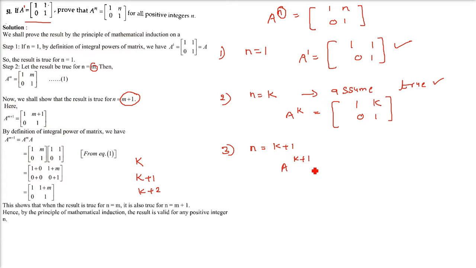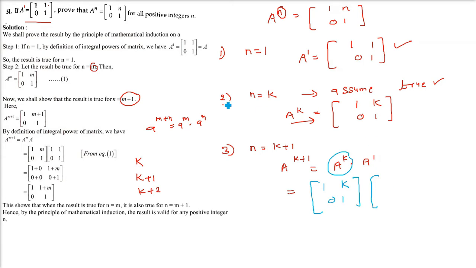So what is A to the power k plus 1? How can we write A to the power k plus 1? If I write A to the power m plus n, that simply means A to the power m into A to the power n. So A to the power k plus 1 can be written as A to the power k and A. What is A to the power k? We just wrote it, and we assumed that it is true: 1 k 0 1. And what is A? It is already given: 1 1 0 1.